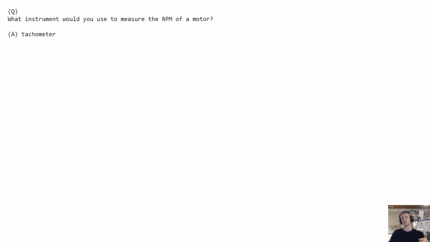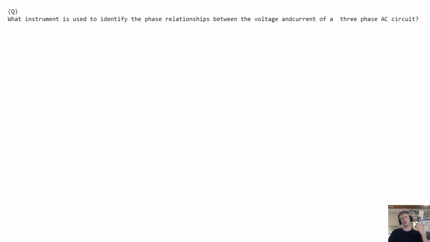Next, what instrument would you use to measure the RPM of a motor? This would be a tachometer. Next, what instrument is used to identify the phase relationships between the voltage and current of a 3-phase AC circuit? This would be known as a power factor meter.